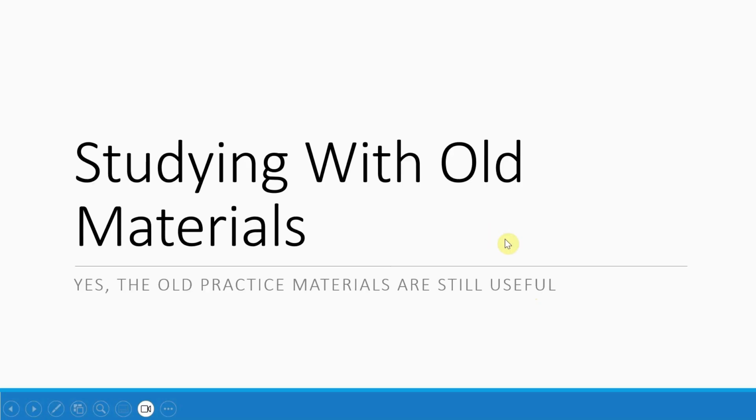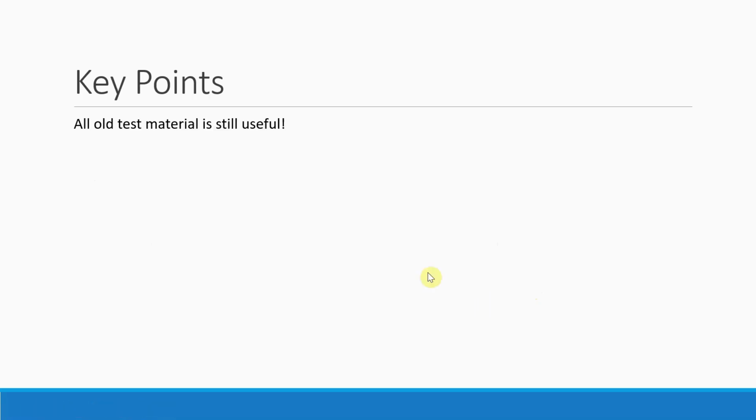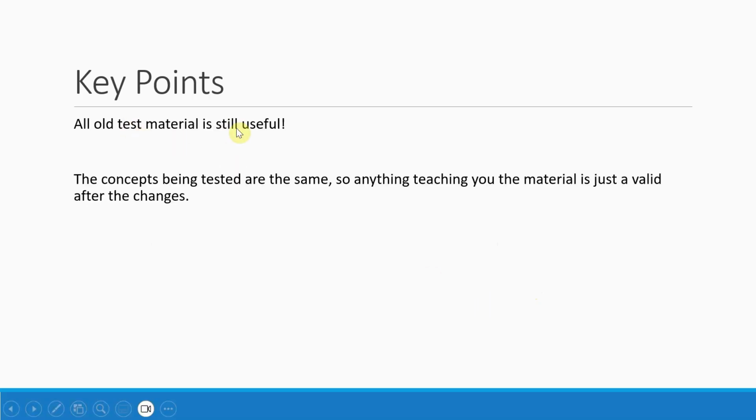So now let's get to studying with the old materials. Because yeah, they're still useful and that's what most people have right now. So key points, like I said, it's still useful because the concepts being tested are exactly the same. So anything teaching you how to do it or what material is on there is still just as valid because the test for science is hardly changing. You just have a little bit more time.